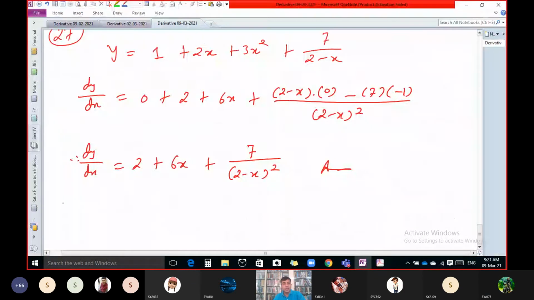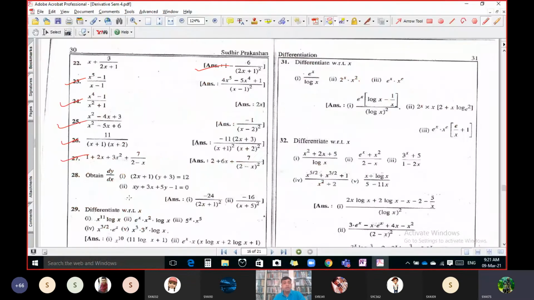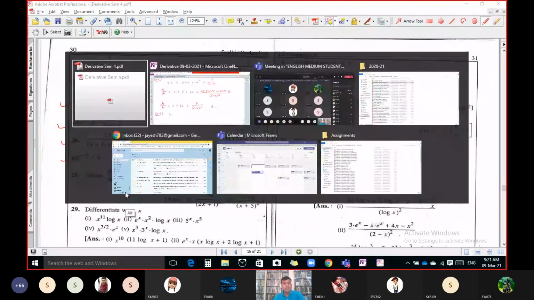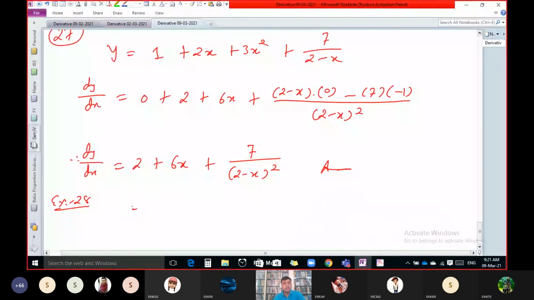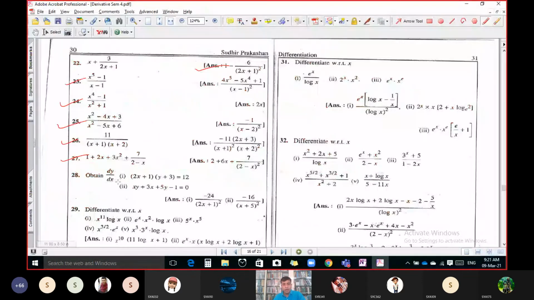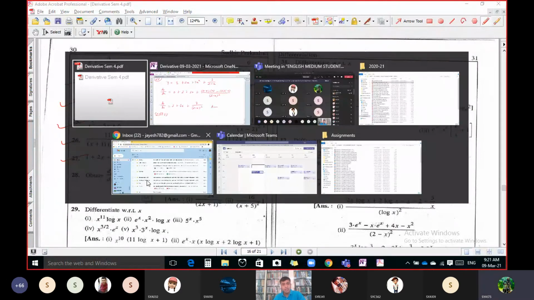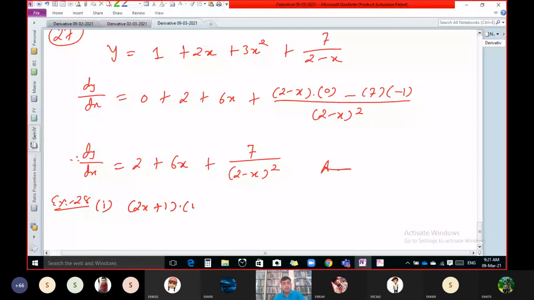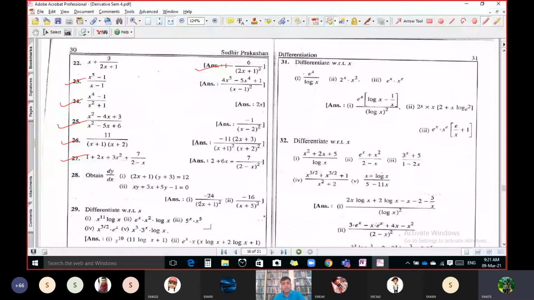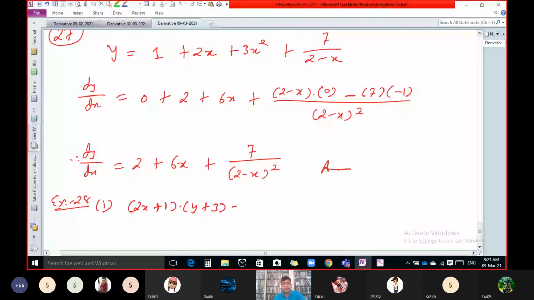Question number 28. Y equal to, okay, now here in this question y is not given. First we have to find dy by dx, but the first equation is 2x plus 1 into y plus 3 equal to 12, and now we have to find dy by dx.